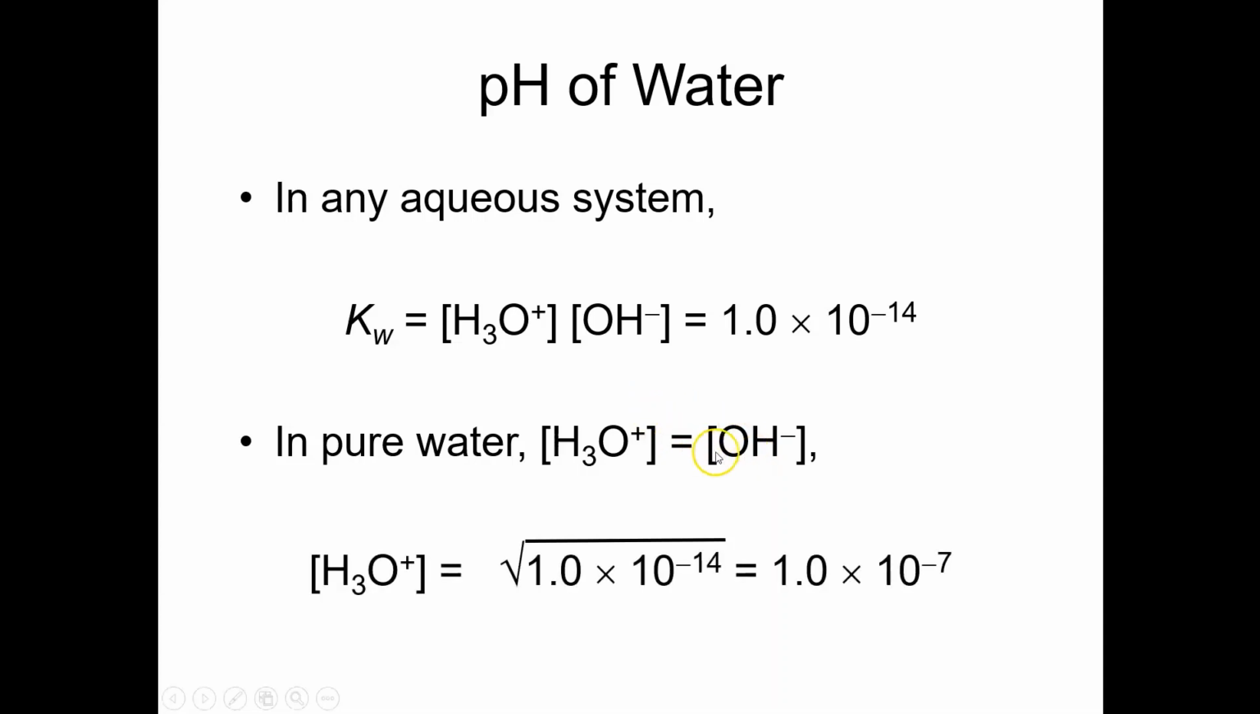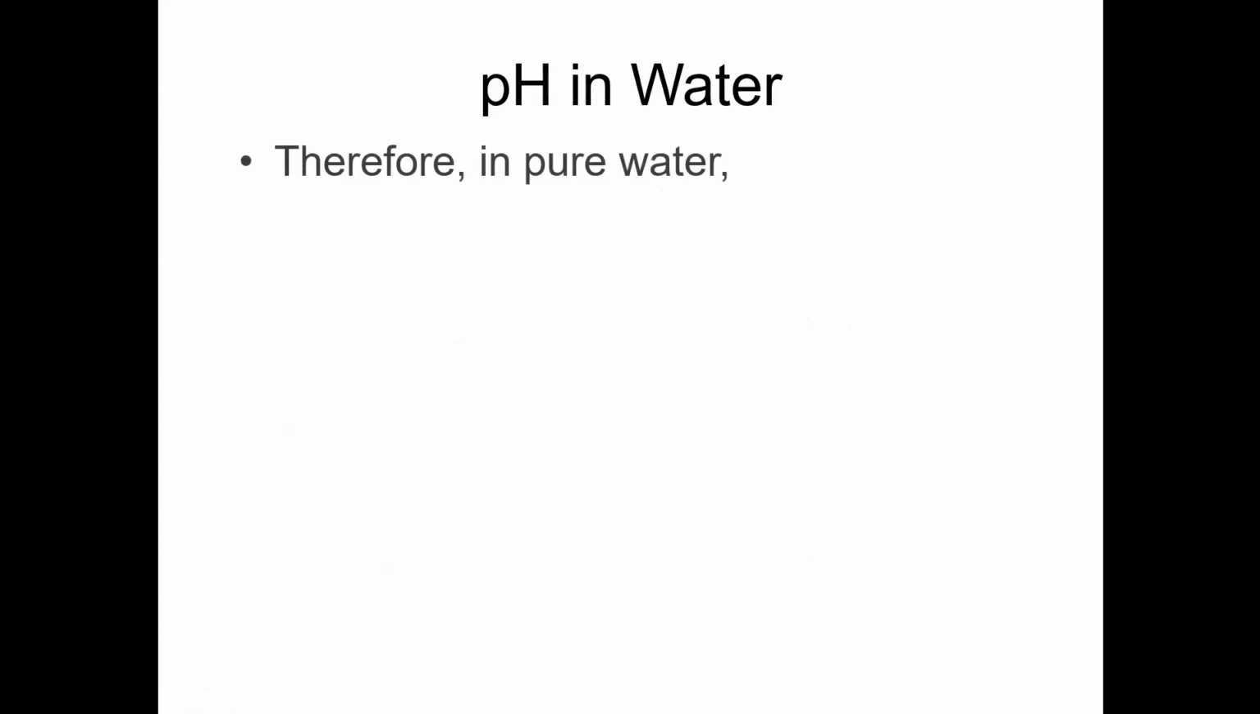So, since hydroxide is equal to hydronium, I can substitute hydronium in for hydroxide. So in neutral water, Kw is equal to hydronium squared, right? Because as long as these two are equal to each other, I can substitute one for the other. Therefore, the hydronium ion concentration is going to be equal to the square root of Kw, and that is 1 times 10 to the minus 7. Well, once we know that the hydronium ion concentration in pure water is 1 times 10 to the minus 7, we can take the negative log of that, and that is equal to 7.